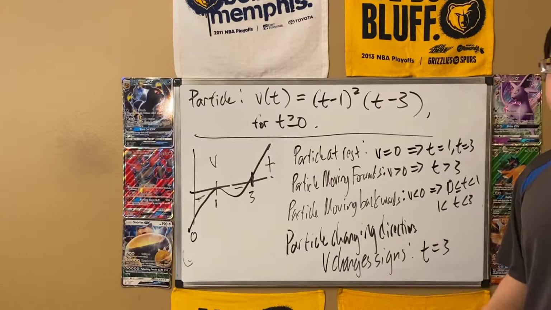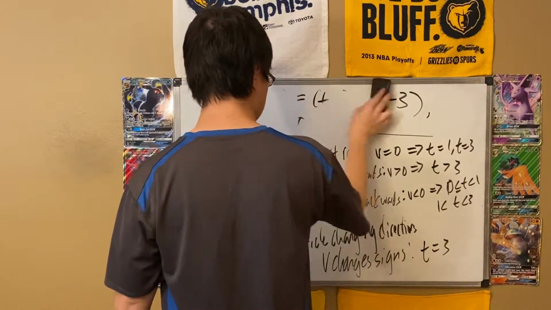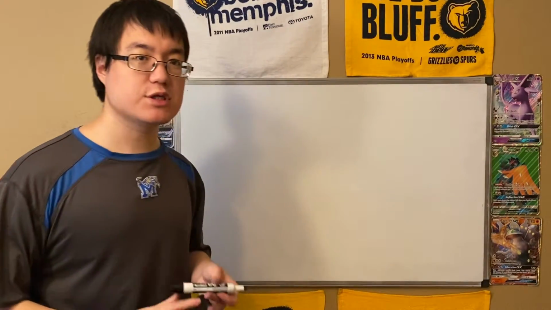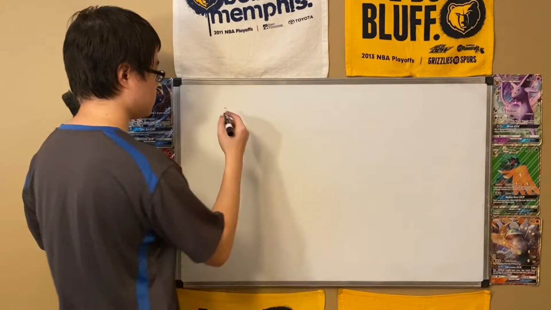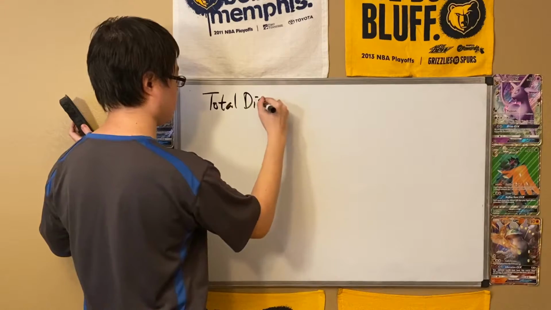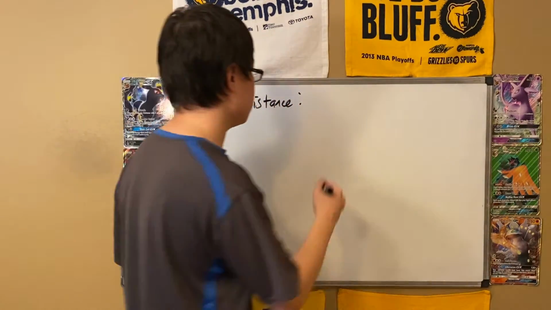So for now, what we're going to do is erase this, and we're going to proceed to another question. So let me erase this. Now we're going to do some of the harder questions. The first question I want to do is total distance. So find the total distance that a particle travels. So particle traveling.